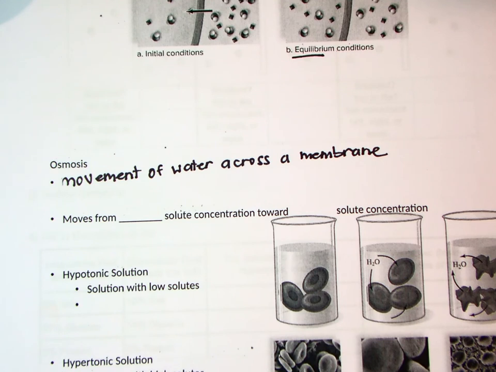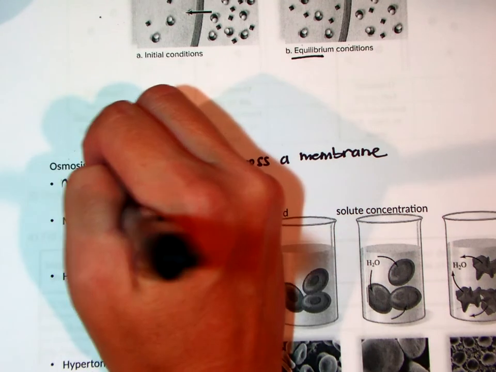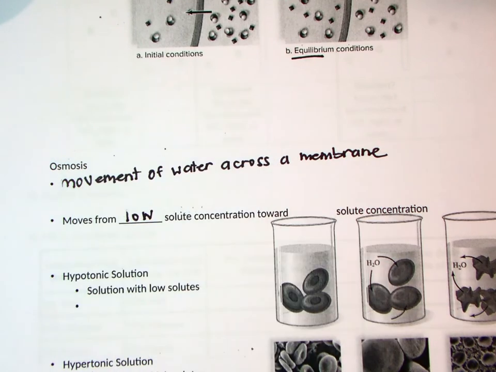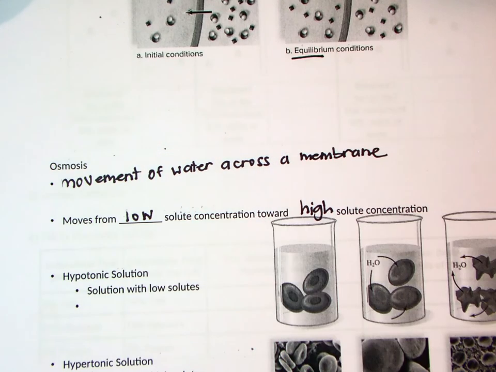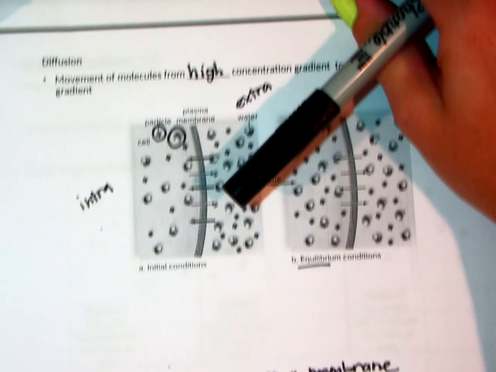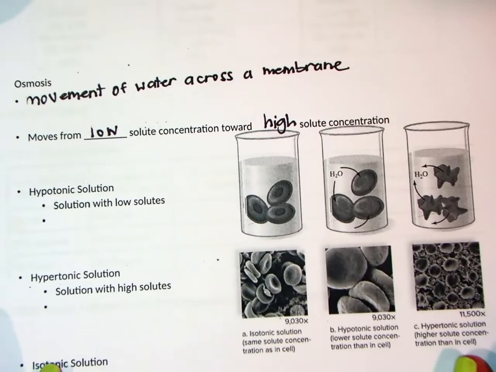And osmosis moves from a low solute concentration toward a high solute concentration. And that might seem backwards from diffusion, which you just learned is high to low. But let's talk about this a little more before we get too confused.